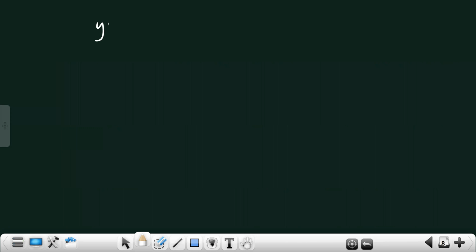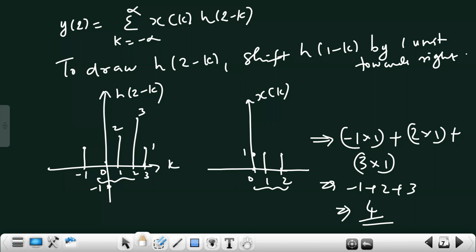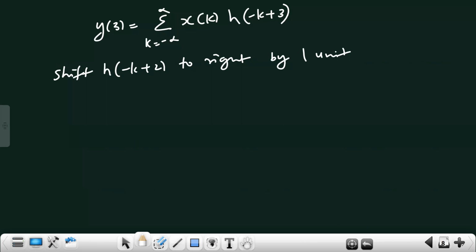Summation of k equals negative infinity to positive infinity x of k, h of minus k plus 3. Yes, very good. x of k into h of minus k plus 3, because 3 minus k is minus k plus 3. So to draw h of minus k plus 3, what do you have to do? Shift h of minus k plus 2 to the right side by 1 unit. Already we have plotted h of minus k plus 2 in the previous case, so you need to shift it towards right. So that you will get h of minus k plus 3.